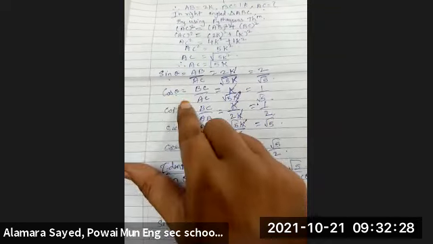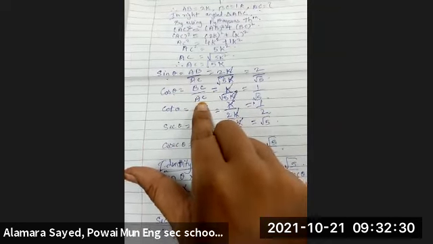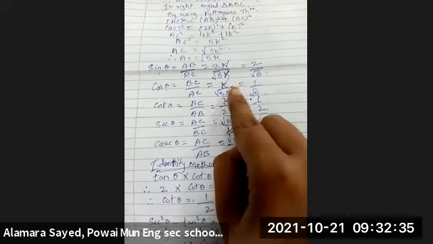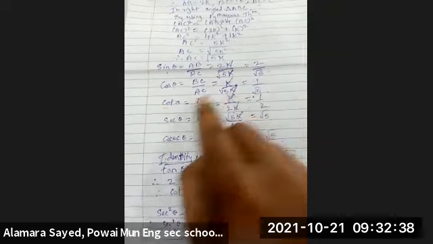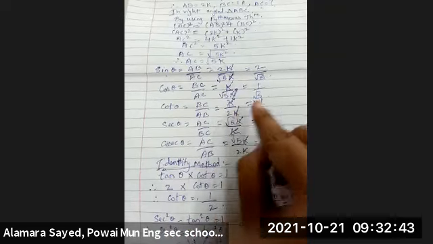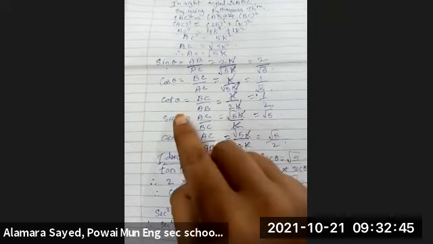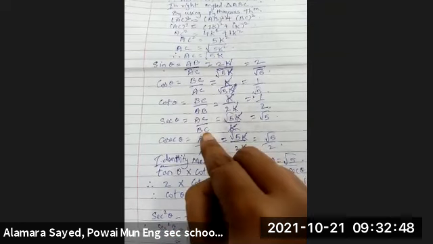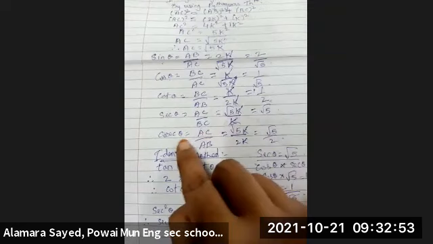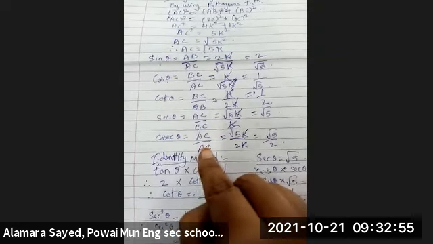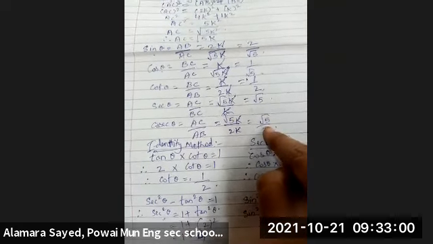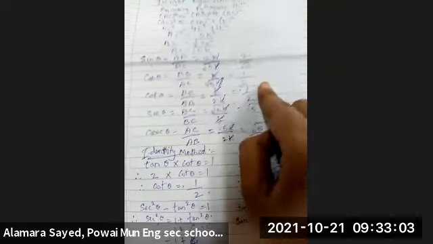In the same way, cos theta is equal to BC upon AC, which is k upon root 5k, k will be cancelled and remaining is 1 upon root 5. Then cot theta is equal to BC upon AB, which is k upon 2k, equal to 1 upon 2. Sec theta is equal to AC upon BC, which is root 5k upon k, equal to root 5. Cosec theta is equal to AC upon AB, which is root 5k upon 2k, equal to root 5 upon 2. These values we are getting by the triangle method.